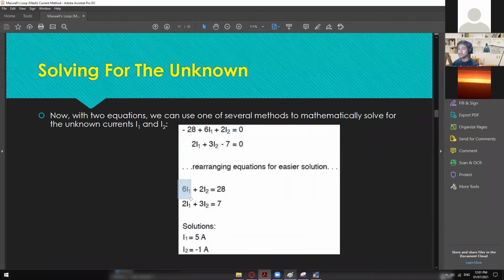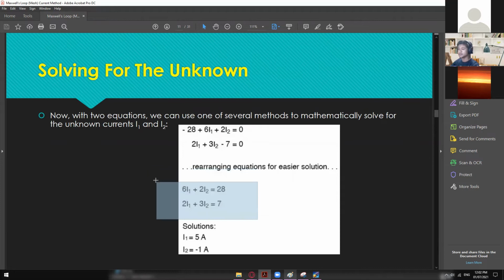Wherein I1 and I1 are aligned with each other in one column only, and then I2 and I2 are aligned with each other, okay? Wherein they are in one column. So the same with the third value, which is 28 and then 7. So again, your I1 will be your X, if you're going to use the calculator. And then I2 will be the Y, and the 28 and 7 will be the Z. So it's X, Y, and then Z.